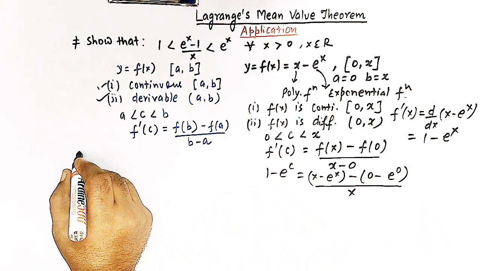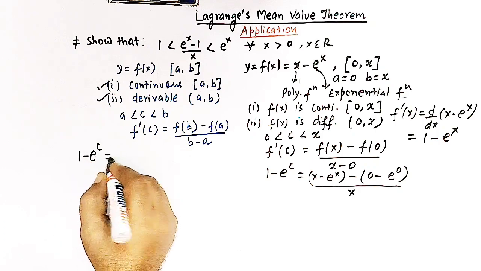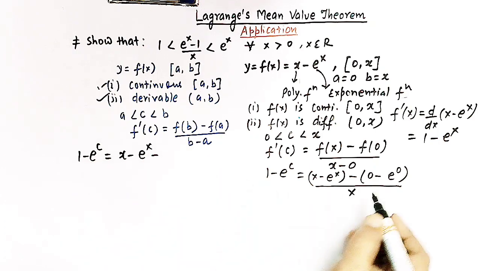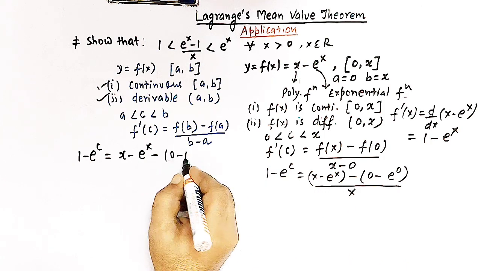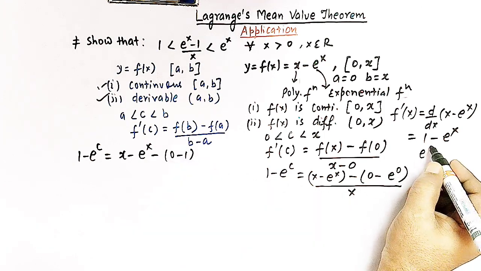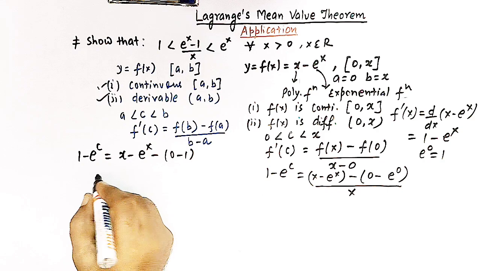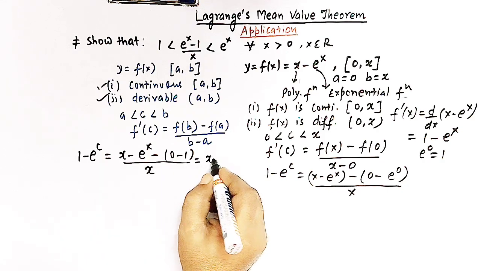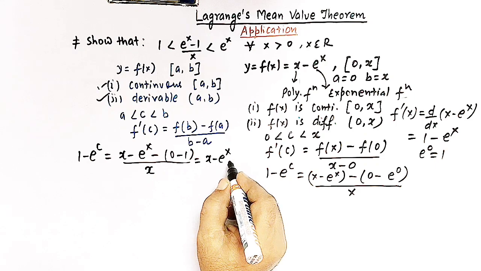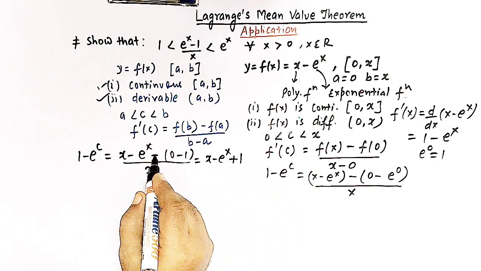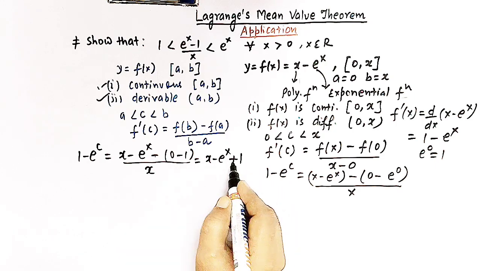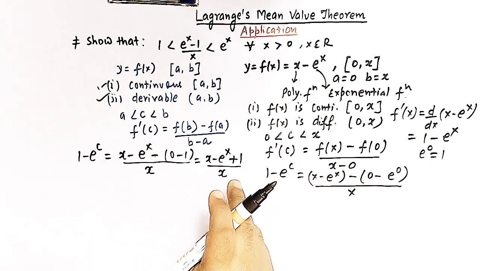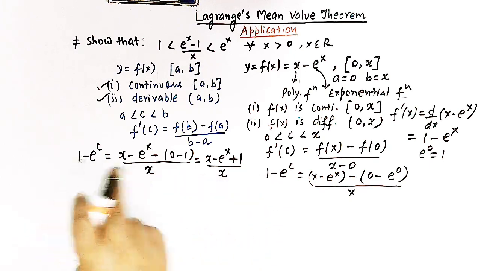So now we can write 1 minus e raised to c equals x minus e raised to x minus, here we have 0 minus 1, because e raised to 0 is 1. So here we have x, so we can now write x minus e raised to x plus 1, all divided by x. So this minus and this minus becomes positive, and here we have x. Now we can transfer the quantities here.